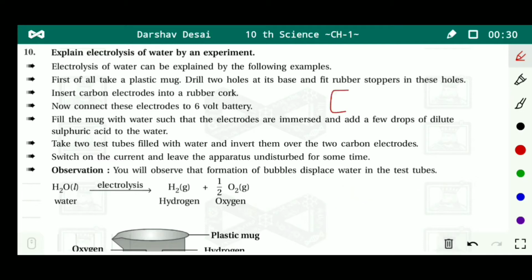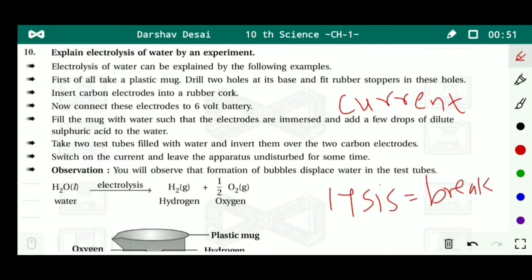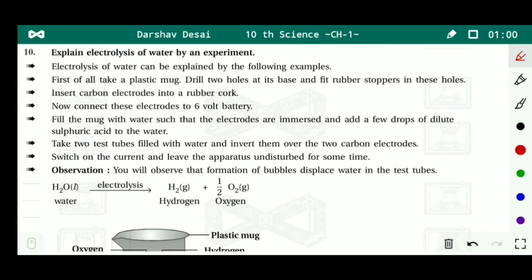Electro means current, and lysis means breakdown. So with the help of current we can break down the compound. So first of all, in this experiment we take a plastic mug.